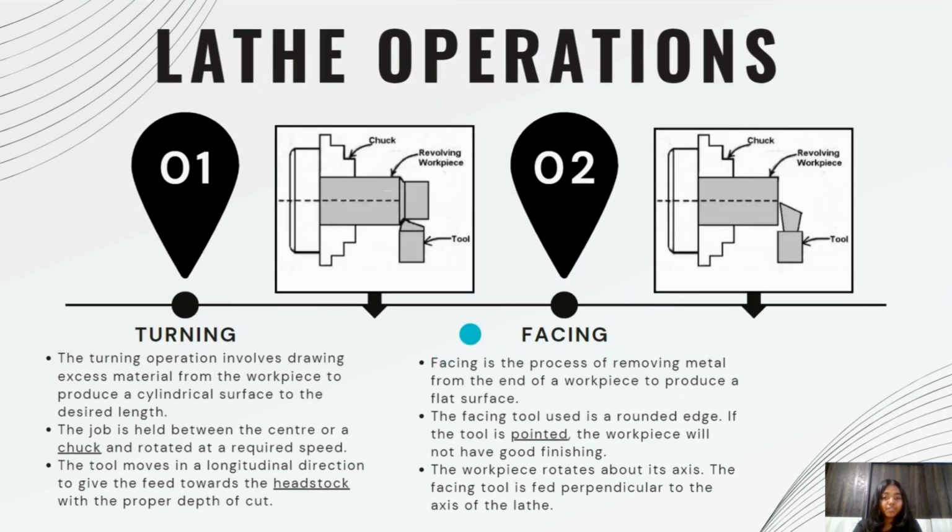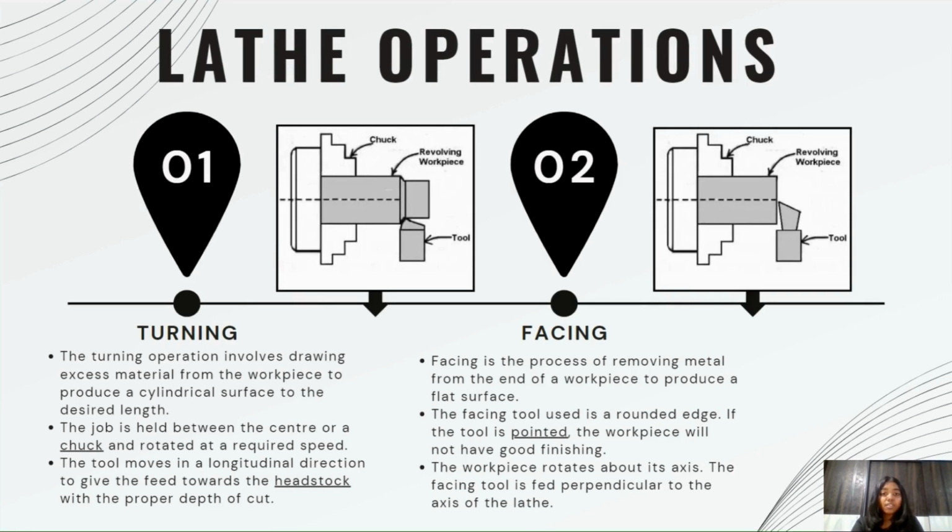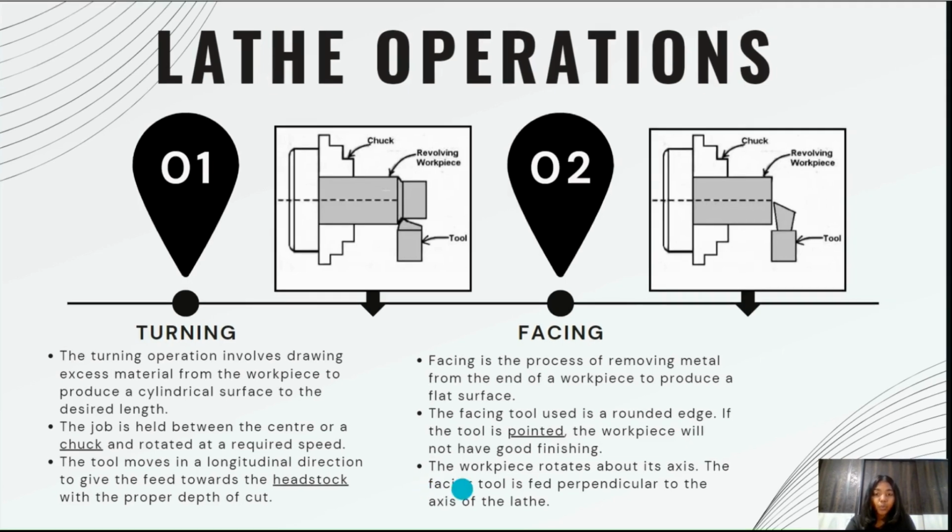Second operation, facing, is the process of removing metal from the end of a workpiece to produce a flat surface. The facing tool used is a rounded edge. If the tool is pointed, the workpiece will not have good finishing. The process of facing is sometimes also known as squaring. Under facing, the workpiece rotates about its axis.